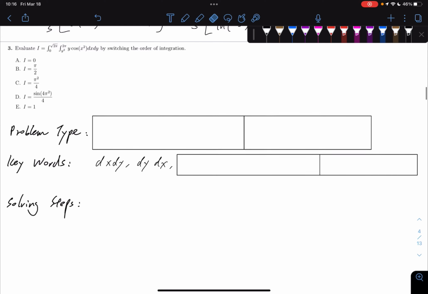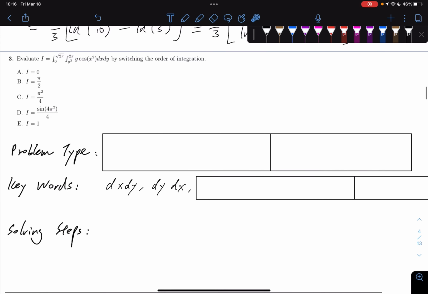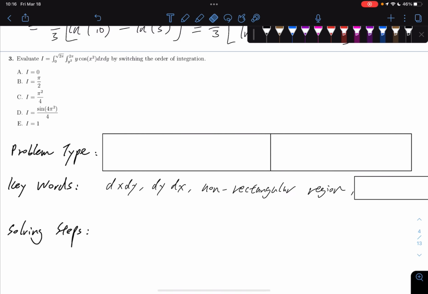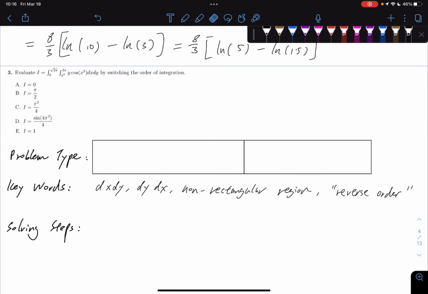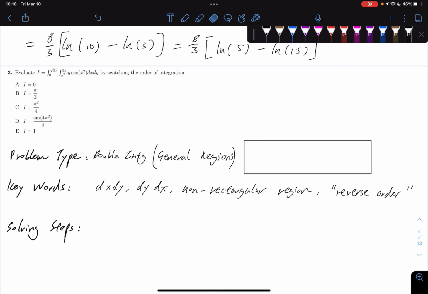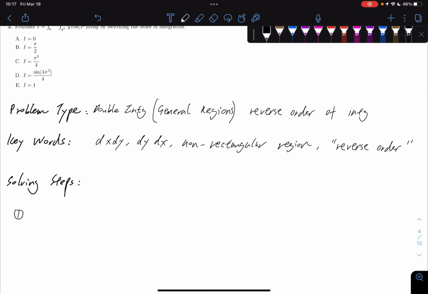And look at the bounds, right? Are those bounds constant? No, they're not. They are functions of something, at least in the inner bound. So that tells us it's a general rectangular integral region. And the final thing, which is the most obvious and gives the question away, is reversing the order, switching the order of integration. So this tells us that it is a double integral in general regions. The region is non-rectangular, and the question is also asking us to reverse the order of integration. So the first step is, again, draw the region of integration.